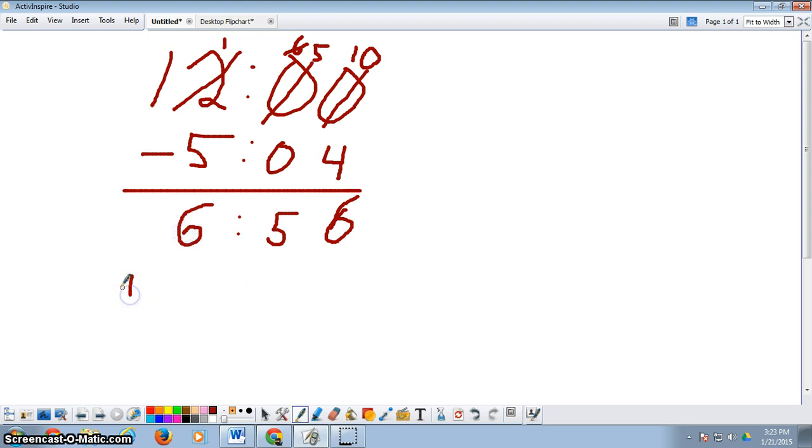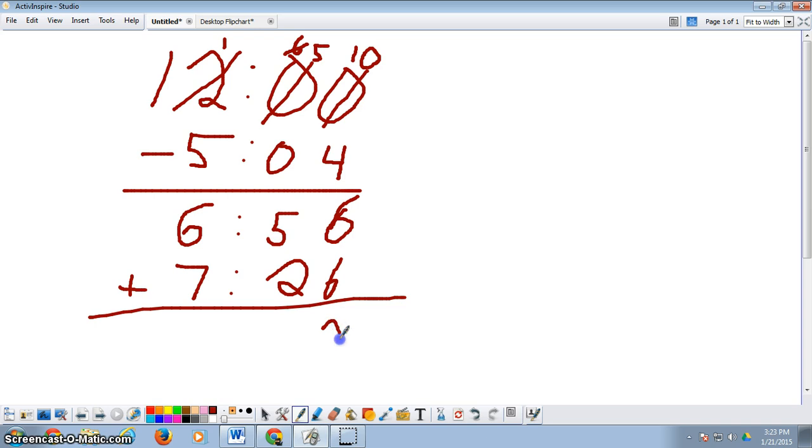And then we can add back in our sunset. And for July, our sunset was at 7:26 p.m. 6 and 6 is 12. Carry the 1. 6 and 2 is 8. Okay, and 6 and 7 is 13.